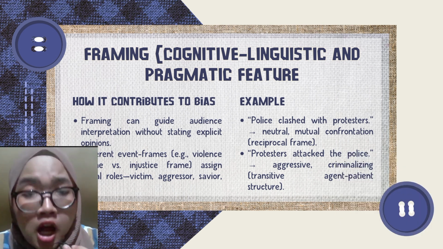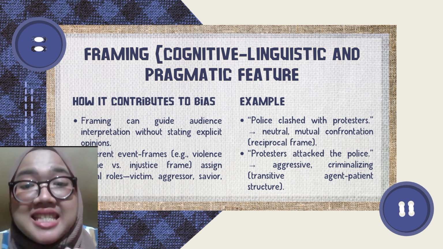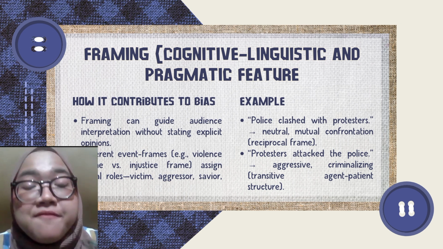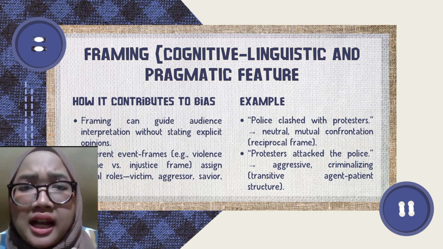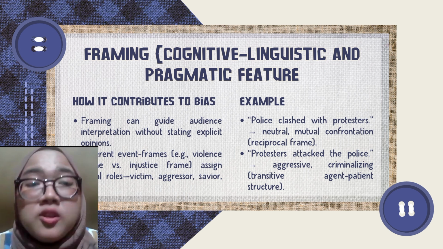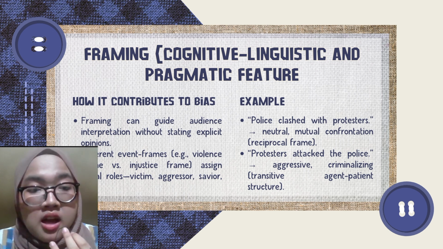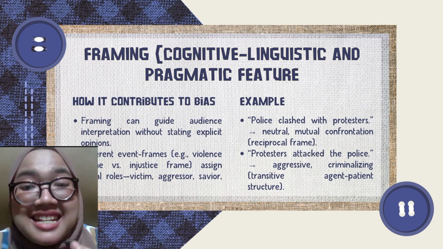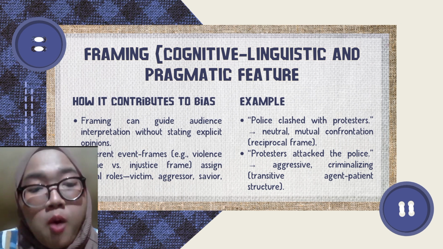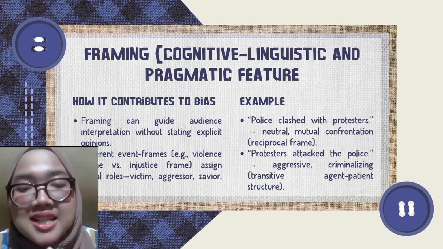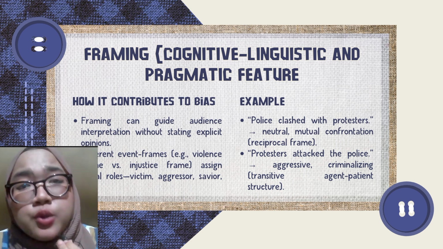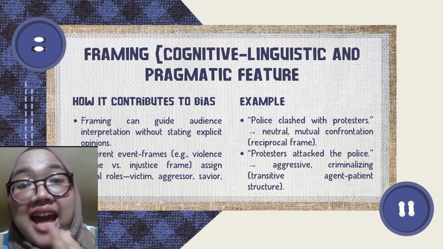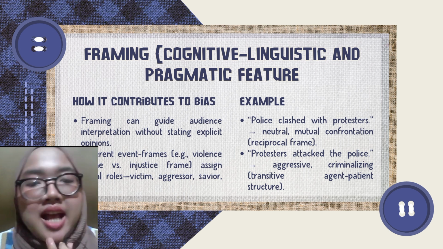For example, look at these 2 sentences. Police clashed with protesters. This sounds neutral. It shows both sides were involved equally. This is called a reciprocal frame where both are shown as active participants. And the second sentence, protesters attacked the police. The sentence sounds more aggressive. It puts all the blame on the protesters and makes the police look like the victims. This is a transitive agent-patient structure where one side, the protesters, is the active doer and the other, the police, is the target.